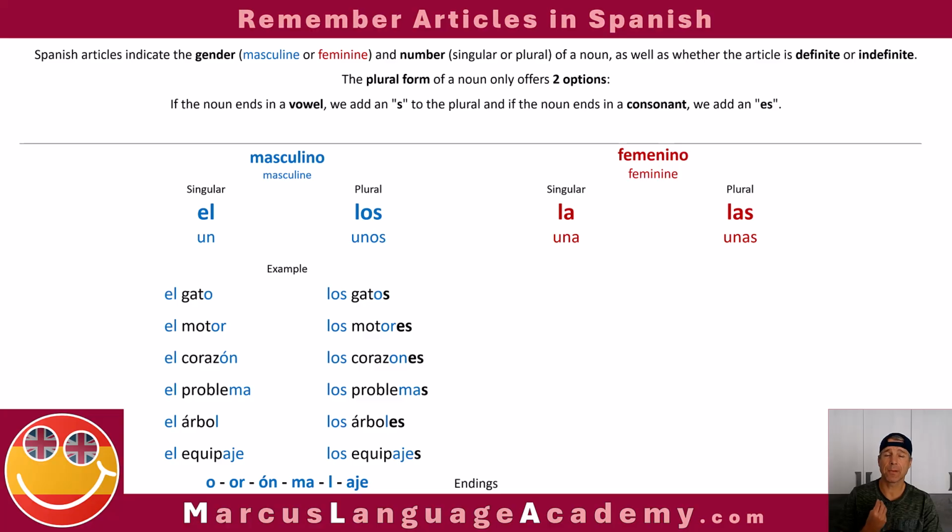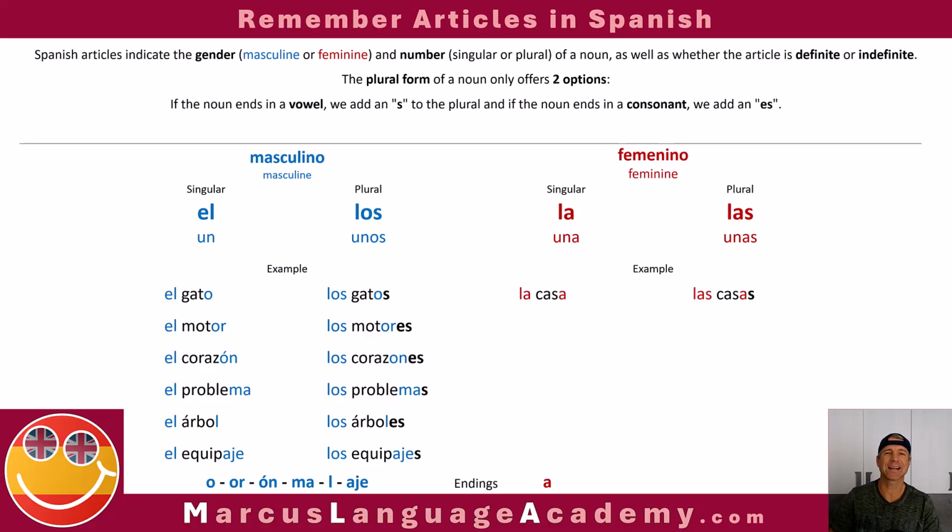So these are the typical endings. They are masculine. Here you have it in the bottom part: O, OR, ON, MA, AJE. So just remember those endings. O, OR, ON, MA, AJE. Okay. So now let's see on the feminine side which words we have here.